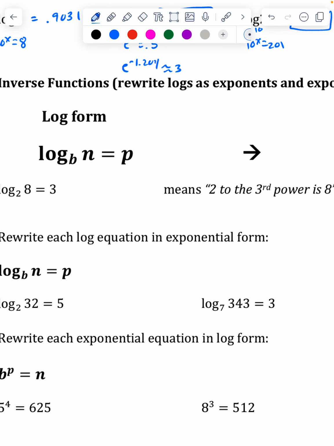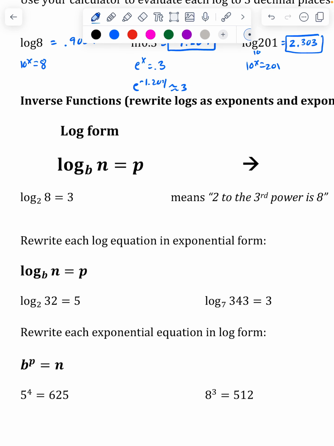All right, let's talk about moving back and forth. So you want to be able to rewrite them in the other form. When you have log, you start in the base, you go over the other side of the equal sign, that's your power. You come back around, and that's the number that it equals.